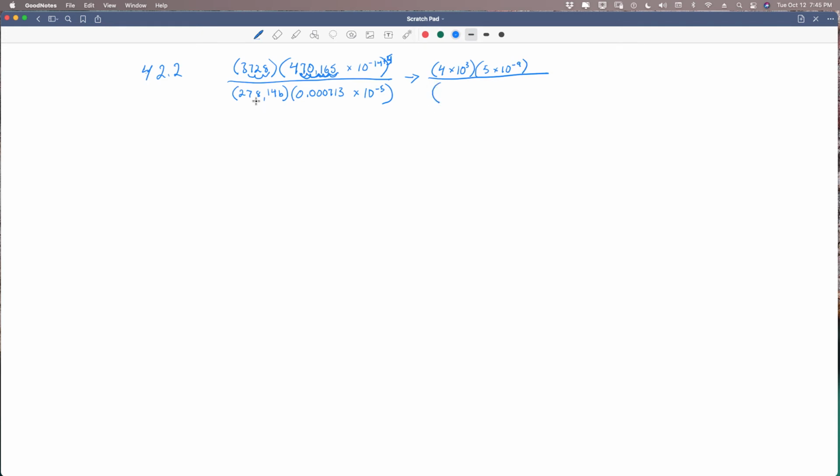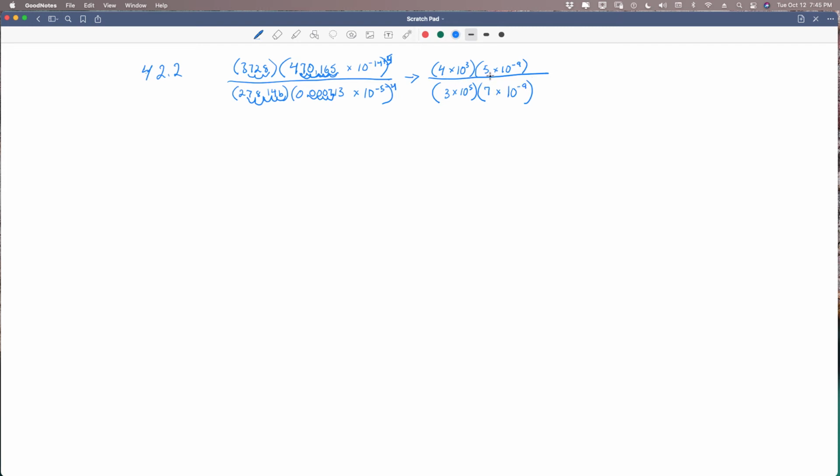Now we do the bottom. We have 1, 2, 3, 4, 5. 2.7 rounds up to 3 times 10 to the 5th. And then this one is going to be negative 1, 2, 3, 4. 7.1 remains 7, and that's going to be minus 4, so that's going to be times 10 to the negative 9. All right, so now that we have our estimates, we can do our calculation.